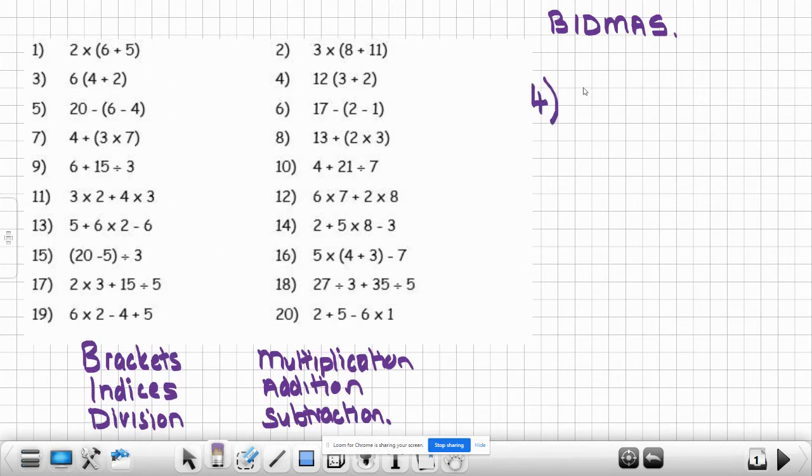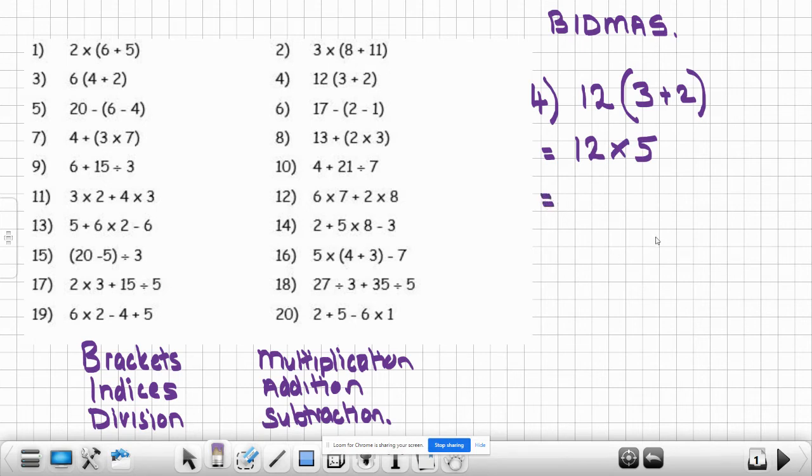So we've got 12 brackets 3 plus 2. So what does this mean? It means we have to deal with the brackets first, and we have to remember if there is a 12 immediately outside of those brackets, once we've dealt with what's inside the brackets, we're multiplying them together. So 3 plus 2 gives us 5, and we are then left with 12 multiplied by 5.